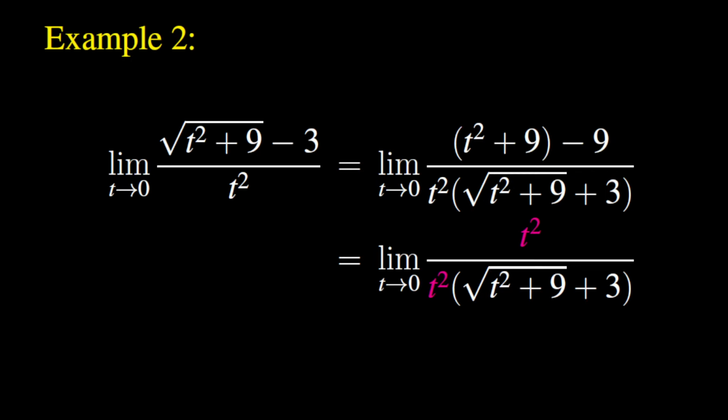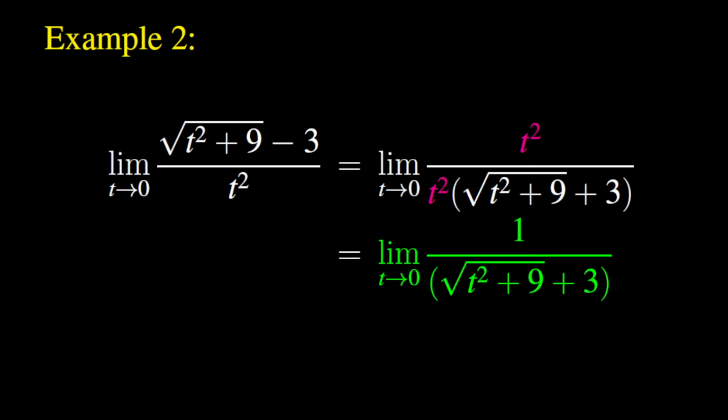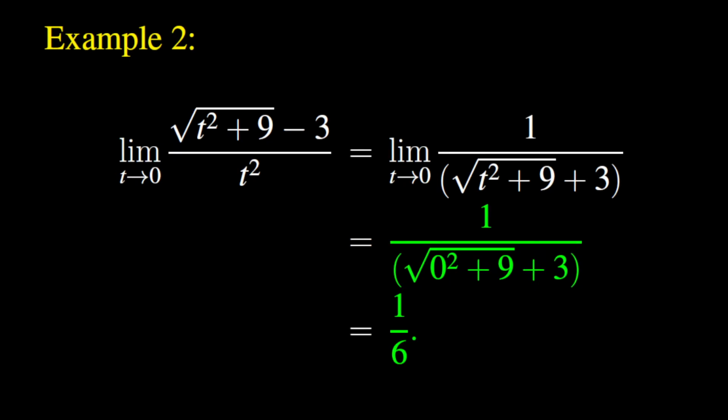We should simplify t square from both expressions. We end up with a new simplified expression, which is 1 divided by the square root of t square plus 9 plus 3. We plug in 0 in the simplified expression and find out that the limit is 1 divided by the square root of 0 square plus 9 plus 3, which is equal to 1 divided by the square root of 9 plus 3. Therefore the limit is 1 over 6.